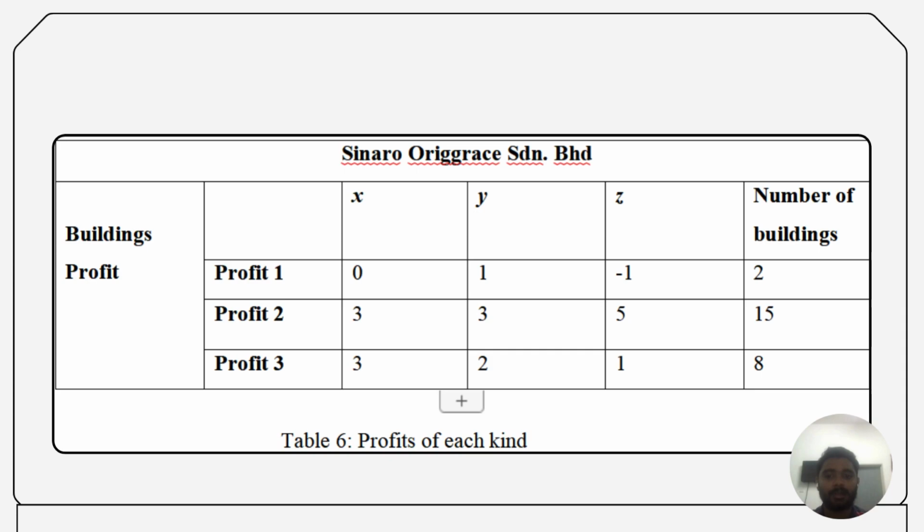So for the scenario organization Indian Bharat, the building. We have profit 1, profit 2, and profit 3, with X, Y, Z, and also the number of buildings. Profit 1: X is 0, Y is 1, Z is negative 1, and the number of buildings is 2. Profit 2: X is 3, Y is 3, Z is 5, and the number of buildings is 15. Profit 3: X is 3, Y is 2, and Z is 1, and the number of buildings is 8.